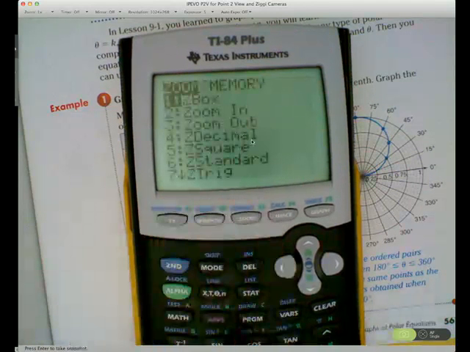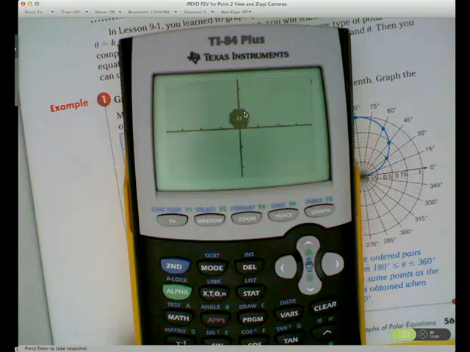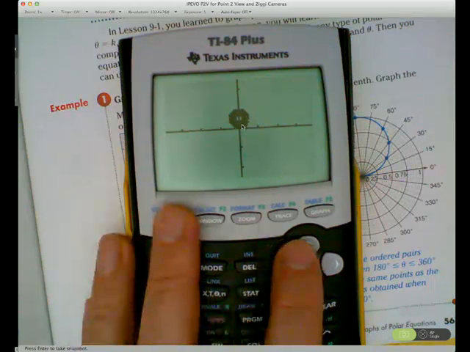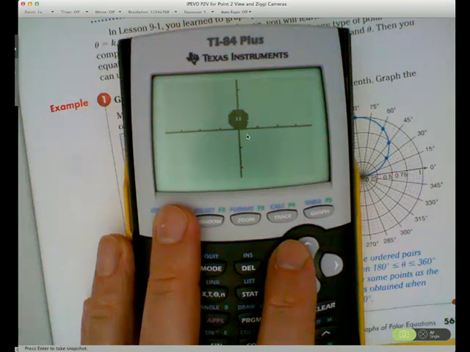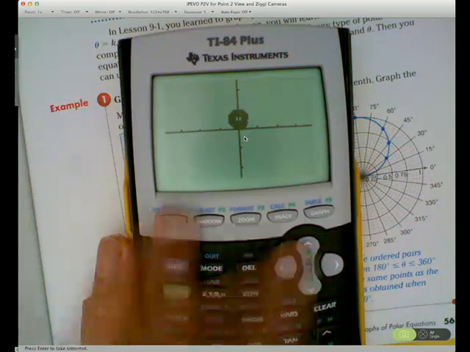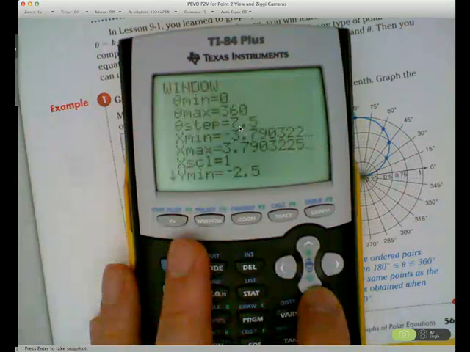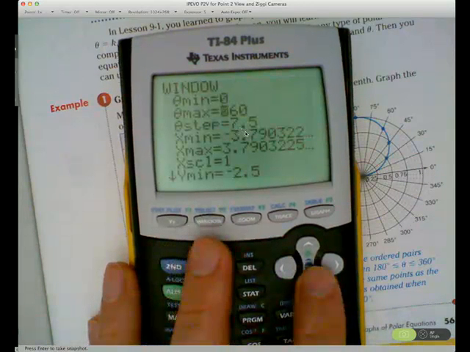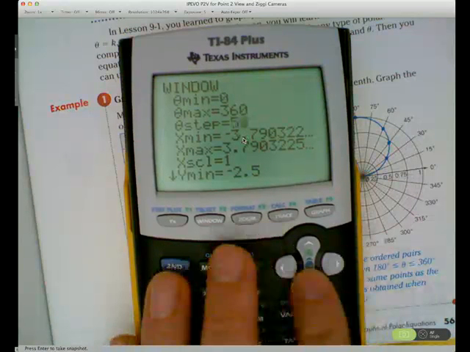Let's zoom 5. And yeah, that's not actually graphing it properly. I'm not entirely sure what's going on there. It seems to be looping back and forth. Oh, you know what? Let me go to window. Theta step. Let me change that to 5 degrees.